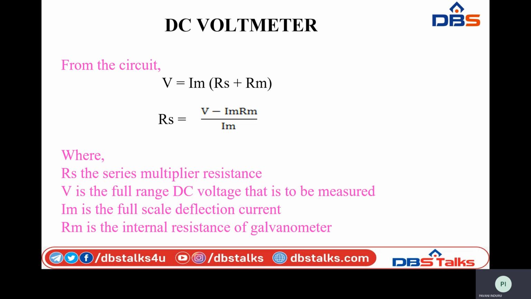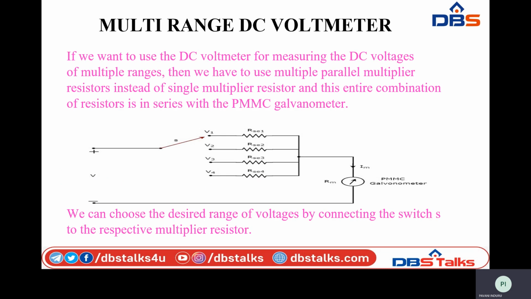Now the concept of this DC voltmeter can be extended for measuring different ranges of direct current voltages also. Here we have a multi-range DC voltmeter, which is capable of finding different voltages across the terminals. For that we need to add extra circuitry, namely different types of multipliers.